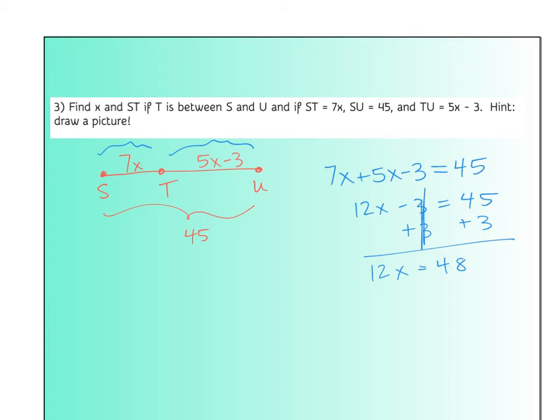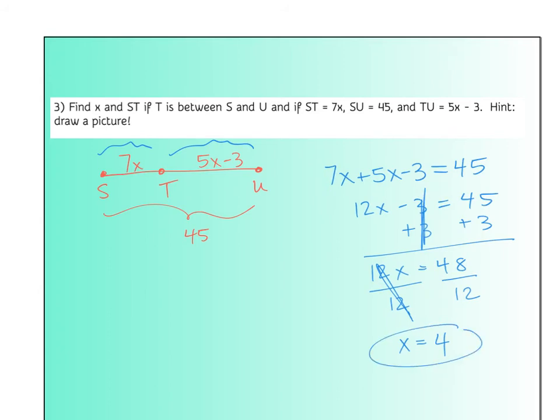And then I want to get rid of that coefficient. Right now it's 12 times x. So to undo that, I'm going to divide by 12. They cancel. x equals, and now you have to figure out what's 48 divided by 12. Use your calculator if you want. You should get 4. But we are not done.